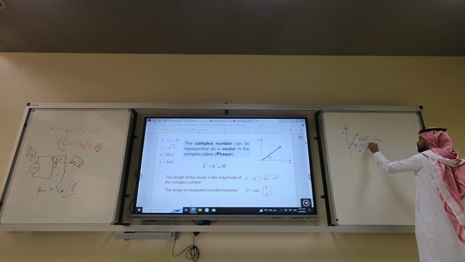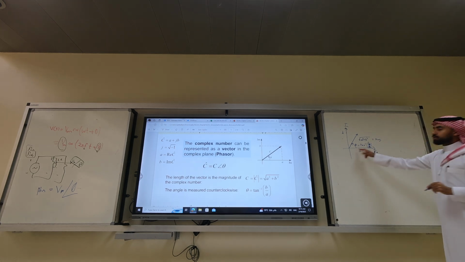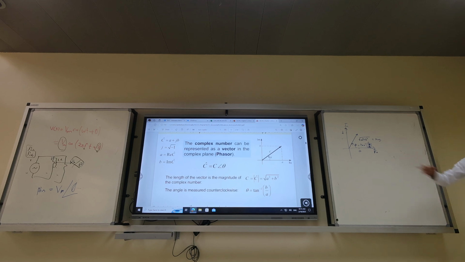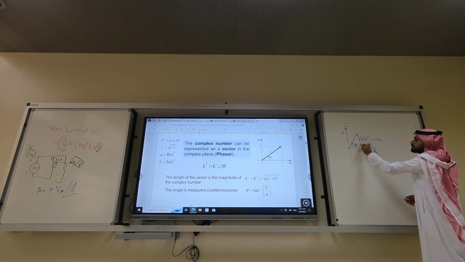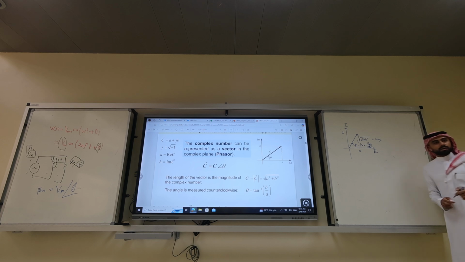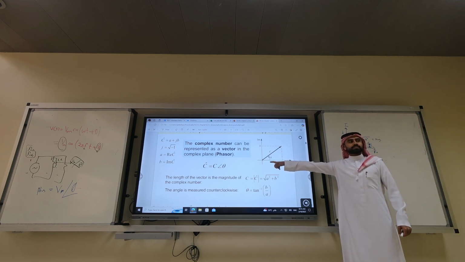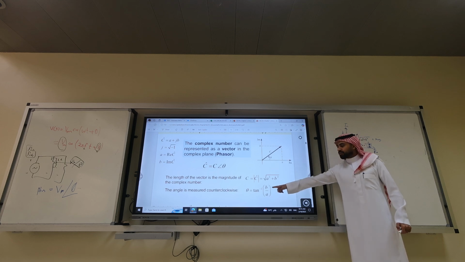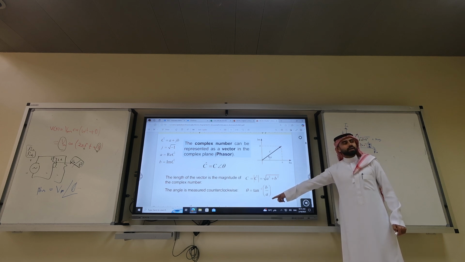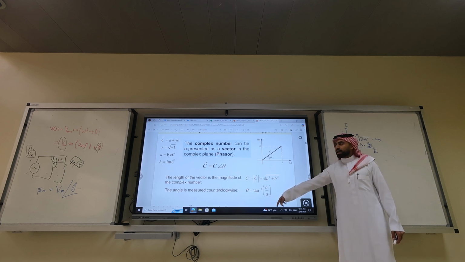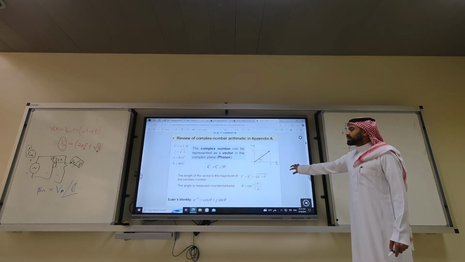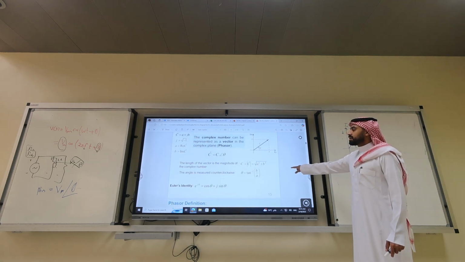Opposite over adjacent. The opposite, which is b. If you draw a triangle here, that's b. Opposite over adjacent, high school. How do you find theta? Tan inverse of b over a. Do you remember that from math? The length of the vector is the magnitude. The angle is measured counterclockwise.